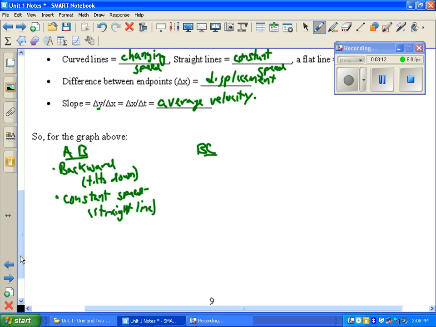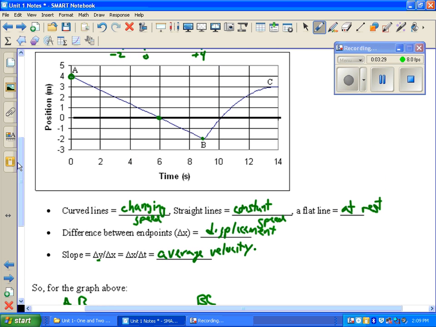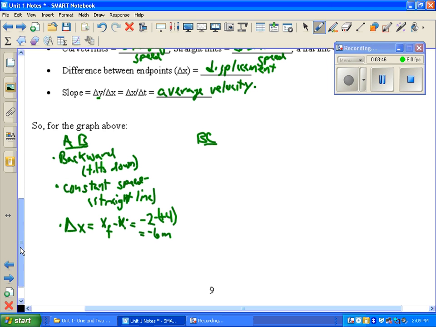And then we can do a little bit of math, our displacement. Whenever we're finding a change in value, change in x, displacement, we're going to do the final minus the initial. So the final position was -2 here. The initial position was 4, so it's going to be -2 minus +4. And that's going to give us a displacement of -6 meters. That -6 means it went backward. The fact that it was tilting down means it went backwards, so they match.